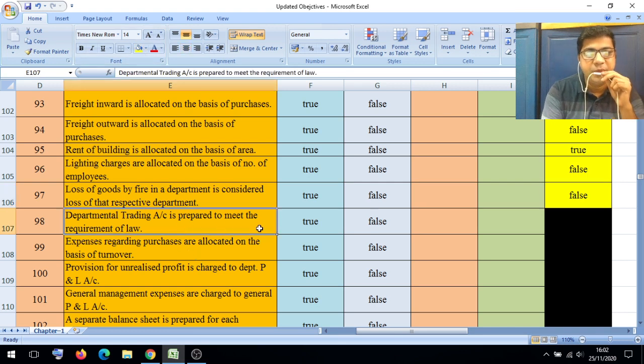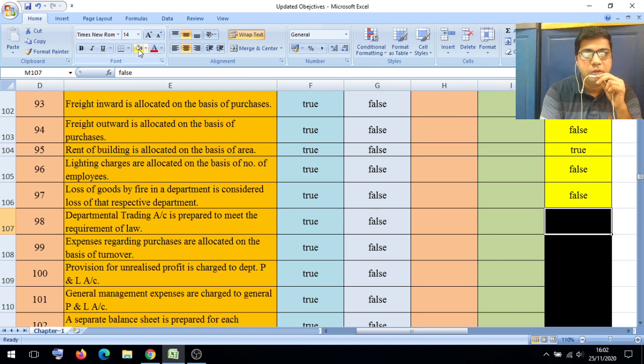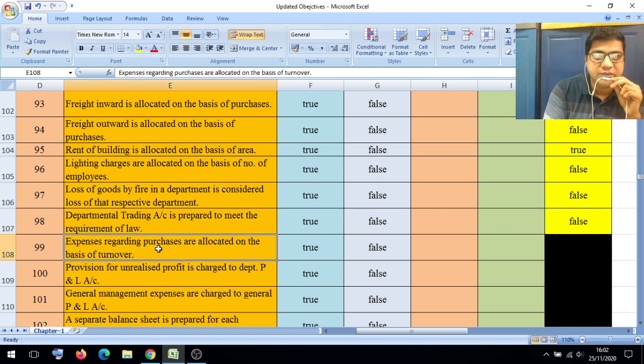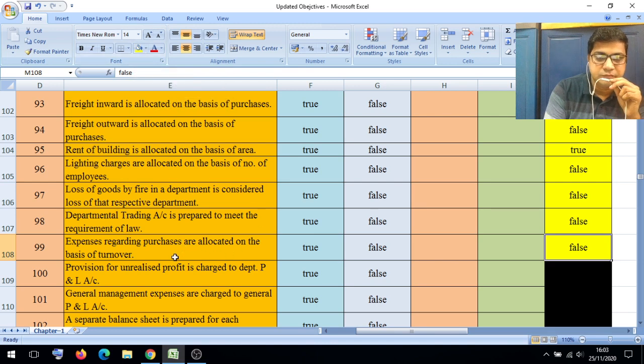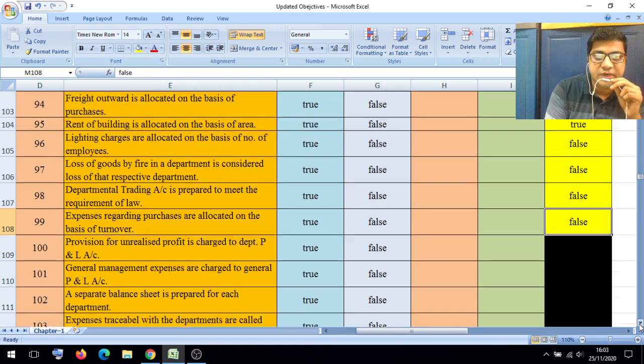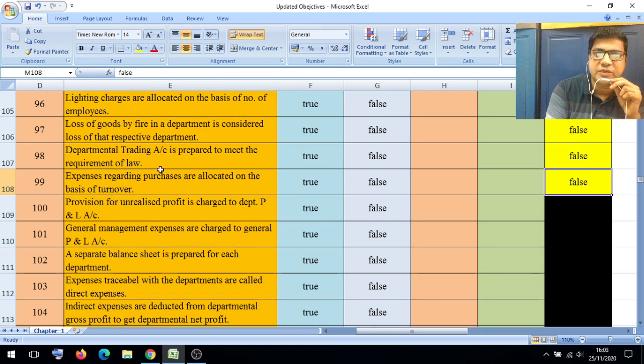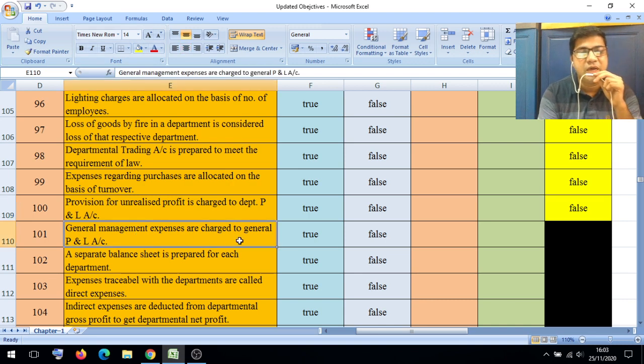Departmental trading account is prepared to meet the requirement of law. Answer is false. Expenses regarding purchases are allocated on the basis of turnover. It is false. Expenses regarding purchases, we have to consider purchases, not turnover. Turnover means sales. Provision of unrealized profit is charged to departmental profit and loss account. Answer is false. General expenses are charged to general profit and loss account.